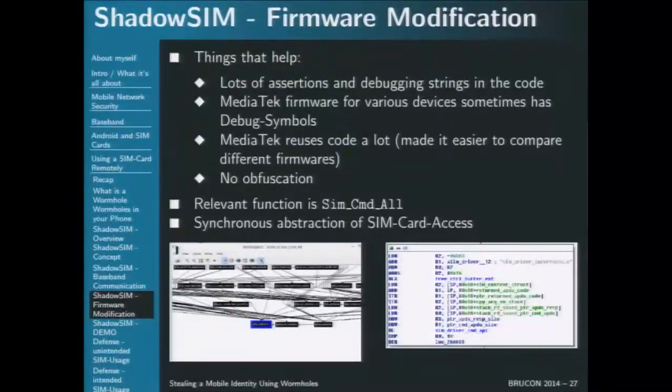As I said before, there are lots of assertions in the code, so you see roughly what the code is doing. MediaTek has other firmware for other devices, but they seem to reuse the code a lot. So for the other devices, I looked up the relevant functions that they are using and I searched for the opcodes in my firmware that I wanted to change. So it made it a lot easier. And of course, the firmware is not obfuscated at all. It's plain ARM firmware. So the relevant function is the sim command all.